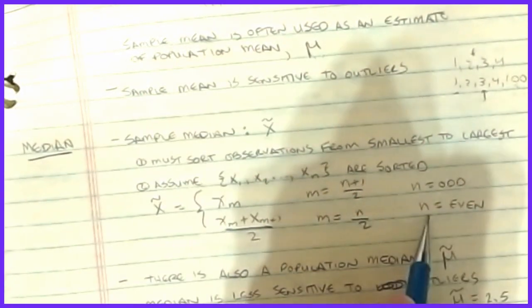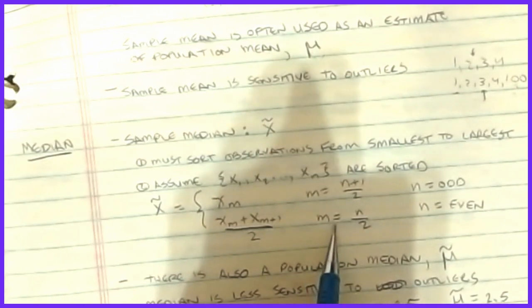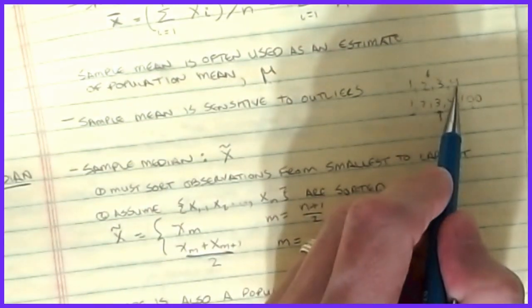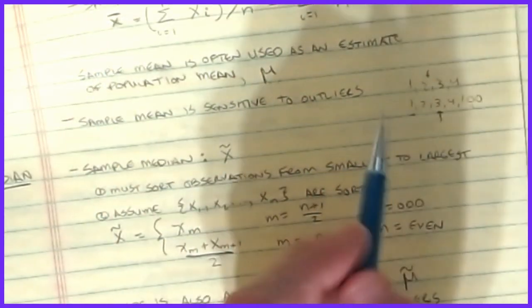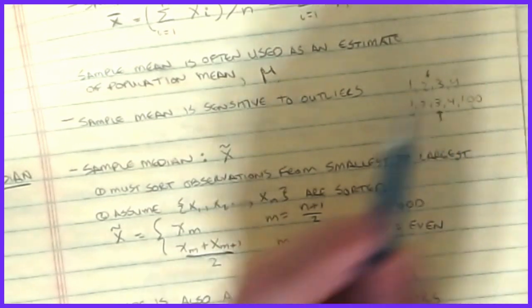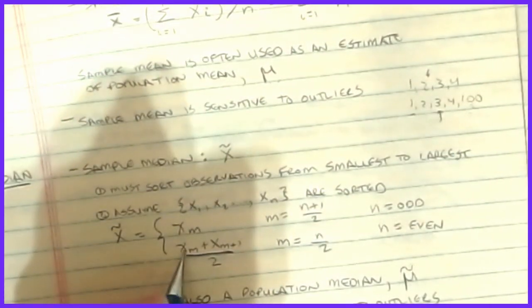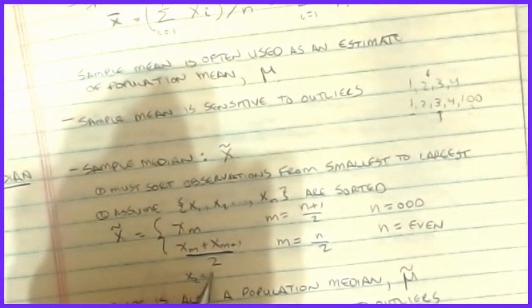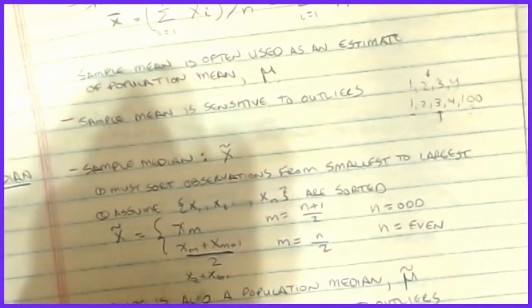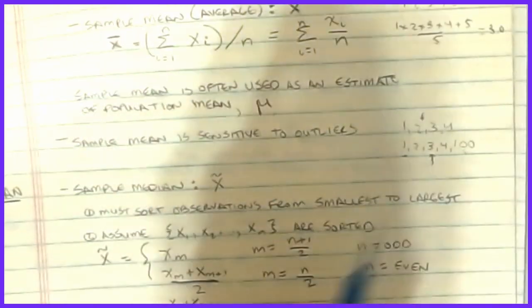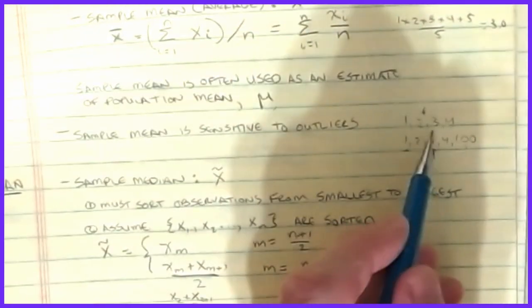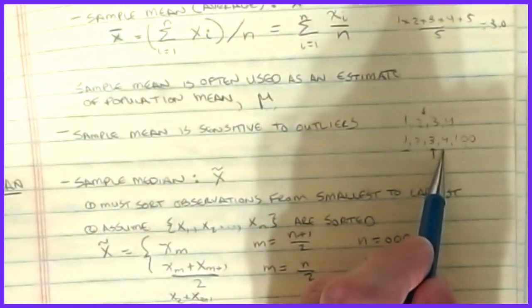If n is even, then m is going to be equal to n divided by 2. For the upper case, I had 4 data points divided by 2, which gets me a 2. So then this becomes x2 plus x3, divided by 2. That's how we come up with those values, and that's how I know my median on that would have been 2.5 for this one, and it would have been 3 for this one.